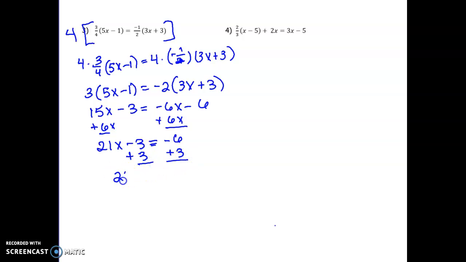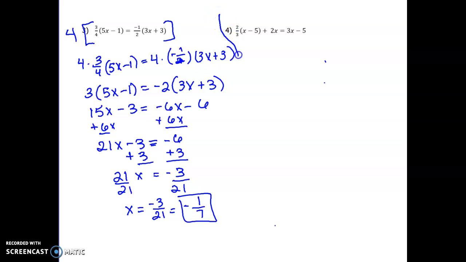When I do that, 21x is going to be equal to negative 3. When I divide by 21, my x is negative 3 over 21, which can simplify to negative 1/7. So it is okay not to have a nice answer. You might have fraction answers. That's fine. All right, let's draw a line here so you don't get confused.